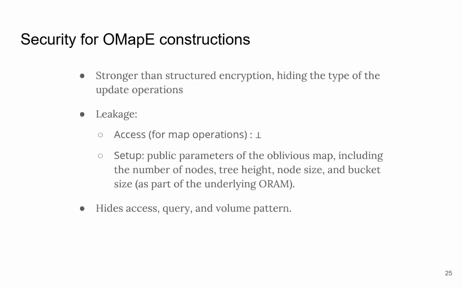The security of the OMAP-E construction is stronger than structured encryption since it hides the type of the update operations. As for the leakage part, during the accessing stage for map operations, the leakage is empty. The setup leakage only contains public parameters of the oblivious map. We can conclude that OMAP-E constructions hide access, query, and volume pattern.